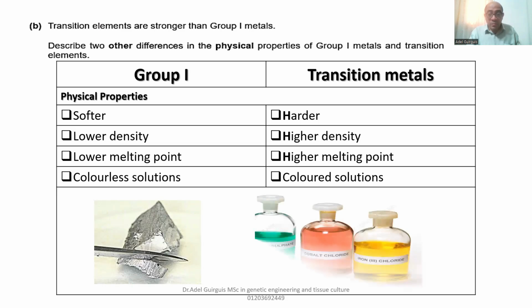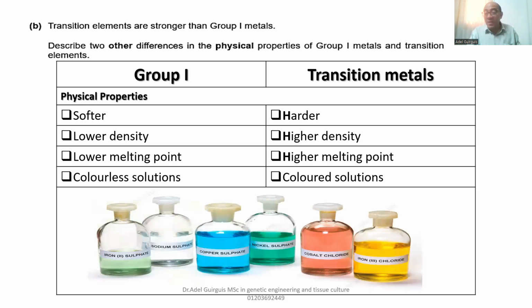Look also about the color. Transition metals are characterized by different colored solutions. Here, iron-3 chloride, cobalt chloride, nickel sulfate, copper sulfate, iron-2 sulfate with different degrees of colors. Okay. What about sodium sulfate? Example of a group 1 salt solution, colorless solution. Okay.